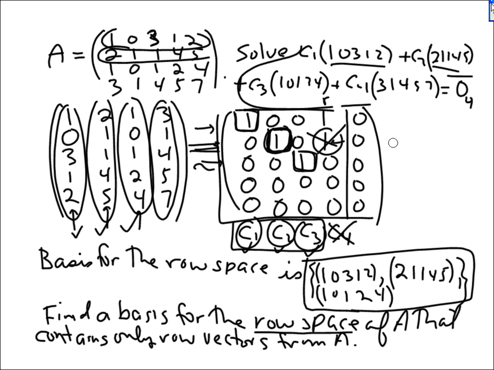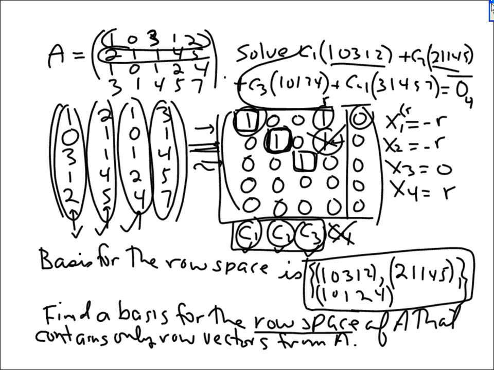X1 will be negative R, because 1x1 plus R equals 0. You bring the R over, you get negative R. X2 is negative R. X3 is 0. X4 is R. Okay. They're all in terms of R.